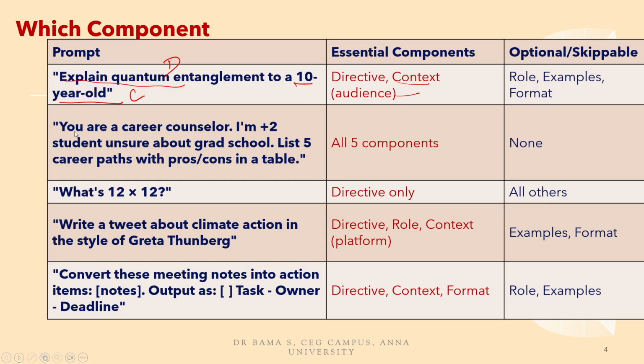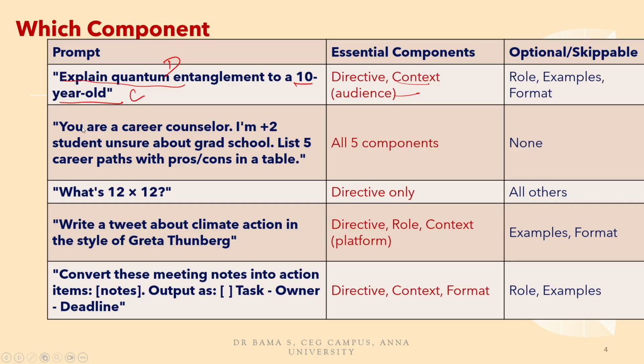Take the second example here. You are a career counselor. I am a +2 student unsure about grad school. List 5 career paths with pros, cons in a table. If you see here, we have all the 5 components listed in this prompt.